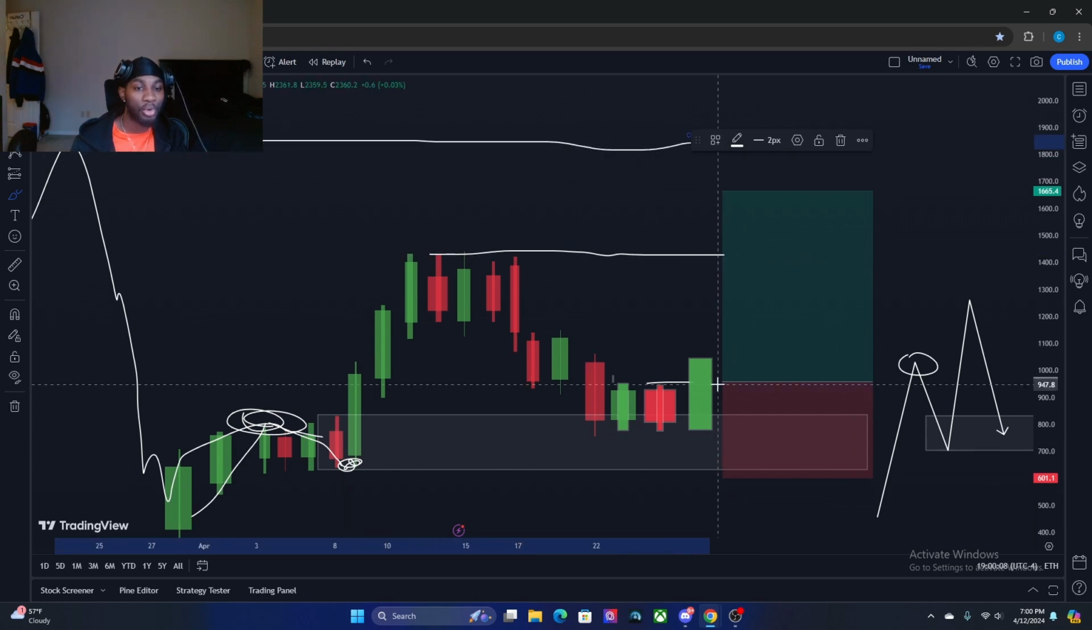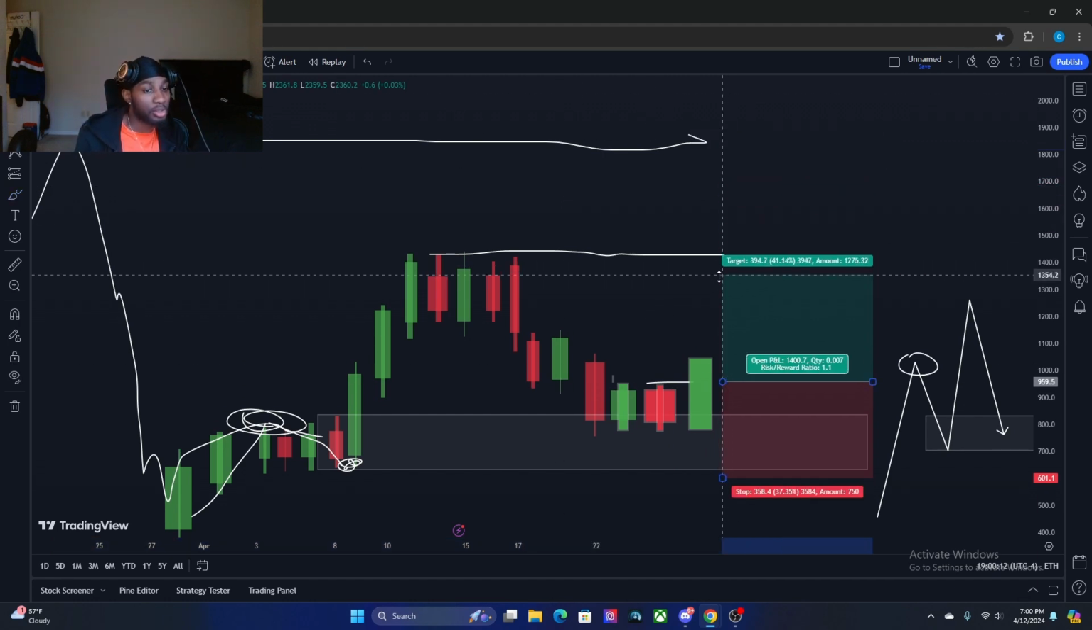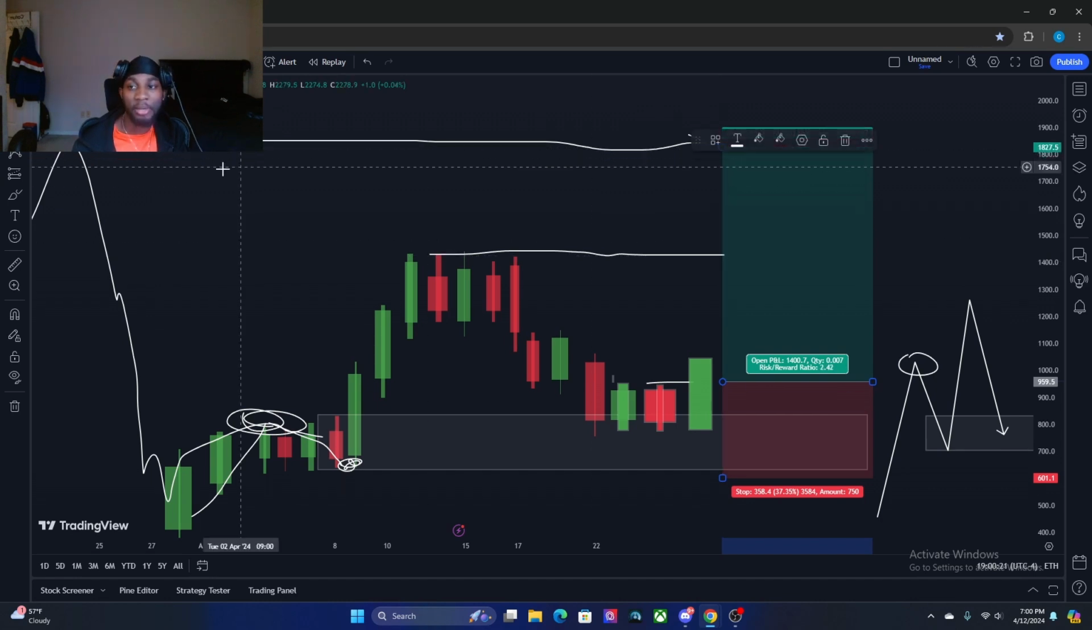Okay, so you have 3 ways that you could take targets. You could start with a little 1-to-1 if you want. You could then aim for a high, and if you think that price is gonna break that high, take it up to the next high that's way up here. This would be previous history within the market. And I'm gonna show you guys on the chart next.